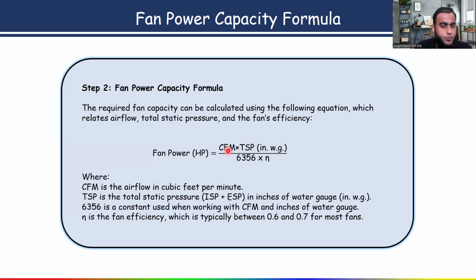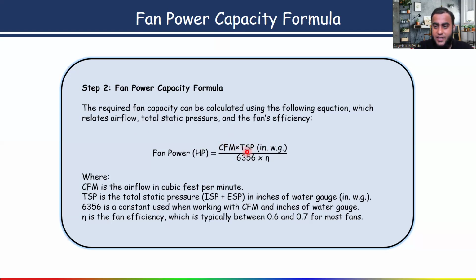A manual option is also there by using the E20 method, or you can use different software. HAP, the Hourly Analysis Program, is one of the software for performing heat load calculation. We also have TRACE 700, and you can go for the general method. So different methods are there for heat load calculation. After performing the heat load, you can easily get the supply CFM value. Is it clear? And TSP, total static pressure.